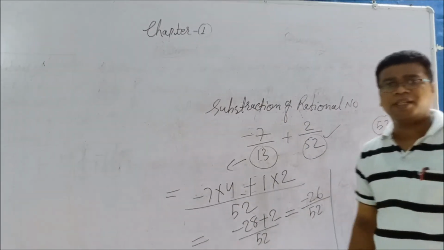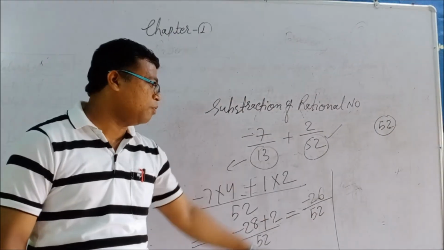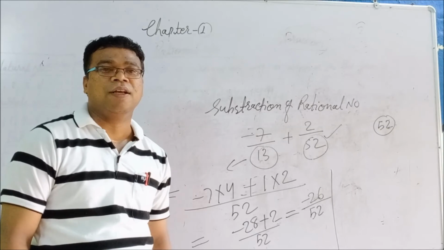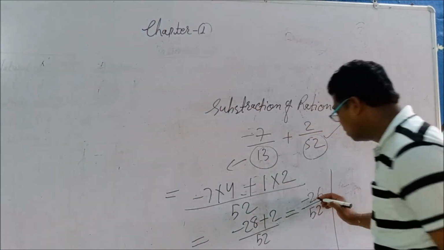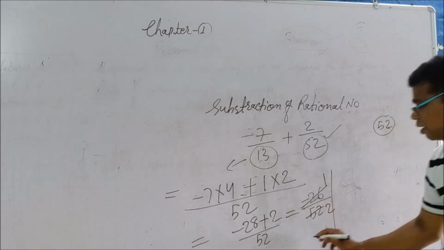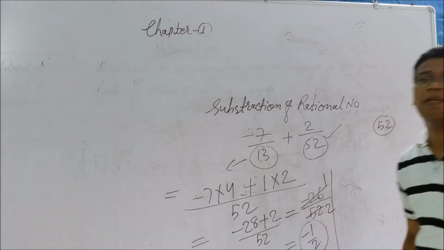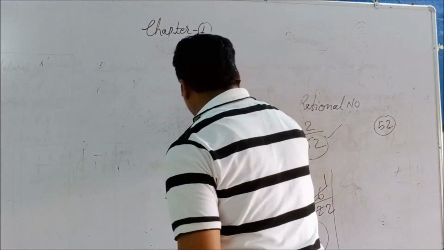Either we can reduce it to the simplest form also. Yes. Why? Because in the table of 26, 52 comes. 26 twos are 52. So reduce it. 26 ones are 26, 26 twos are 52. Final answer will become minus 1 upon 2. Same phenomenon, same answer. Let's consider another example.